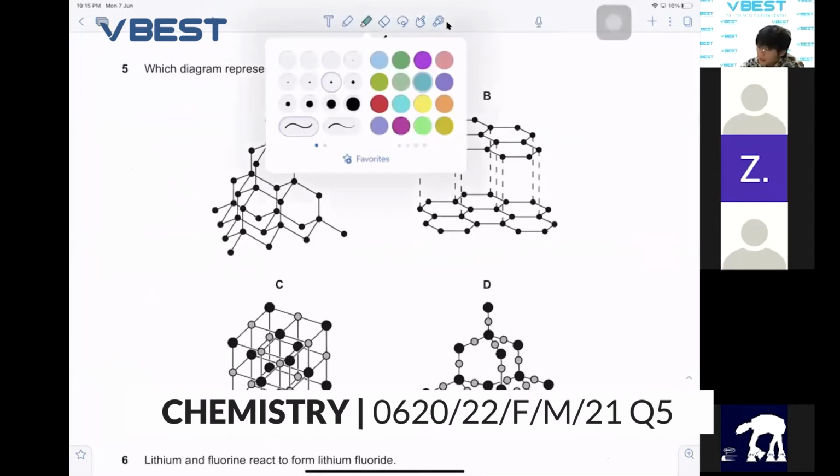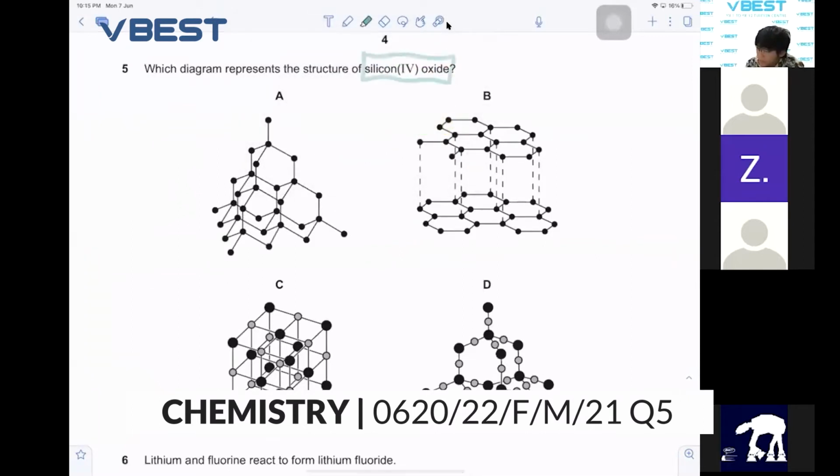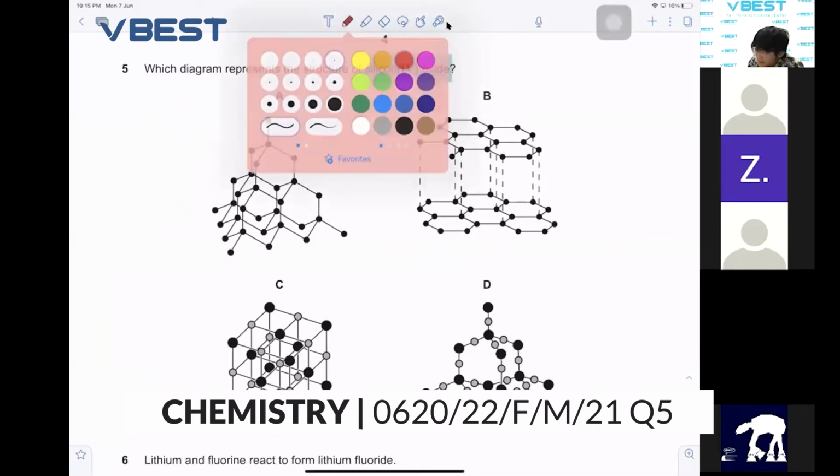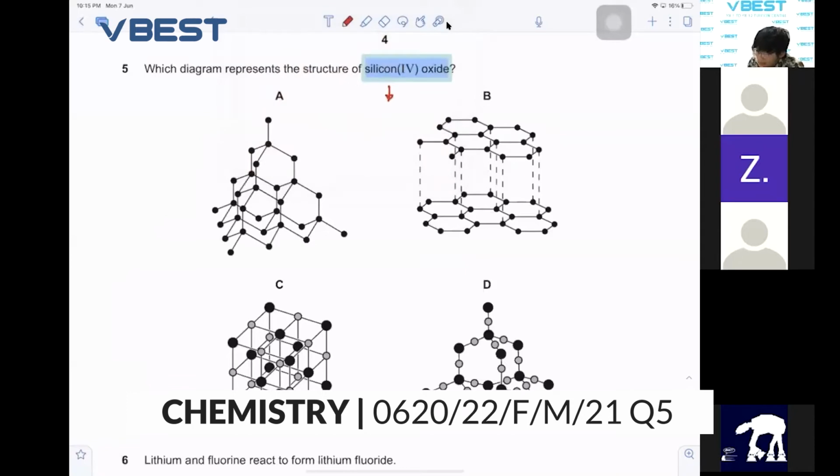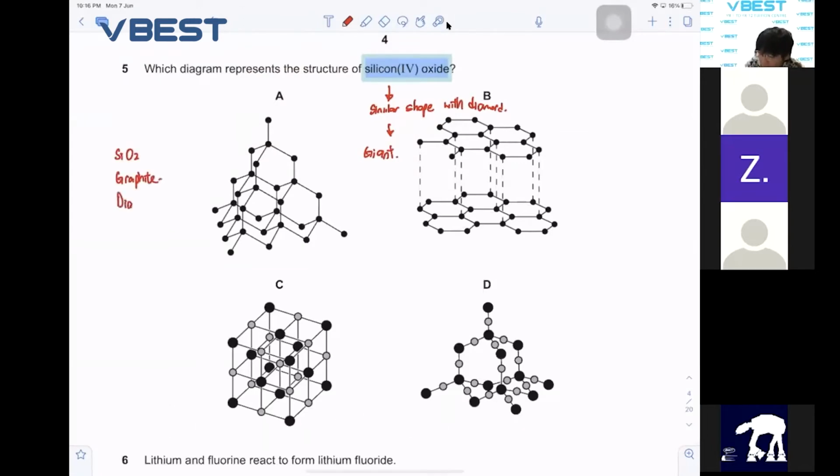Okay, silicon(IV) oxide. So silicon(IV) oxide, guys, it has a similar shape to diamond. And at the same time, please remember, they are giant. They are like damn big, bro. It's like me, giant, damn big, bro. For example, how many giants do you have? You have SiO2, your silicon(IV) oxide. What else? At the same time, you have diamond. All these are your giants.